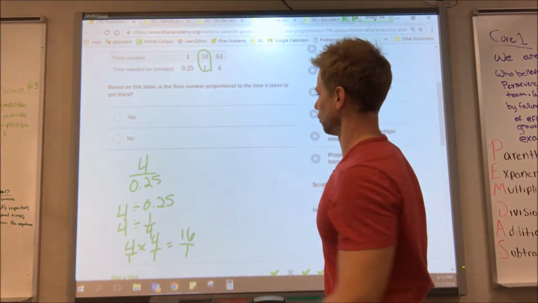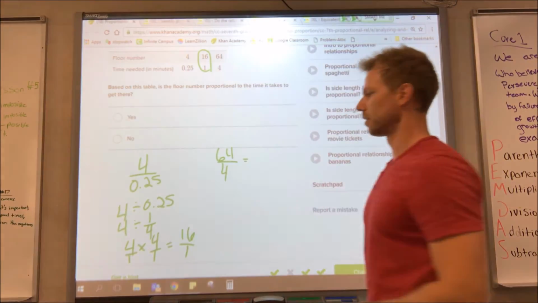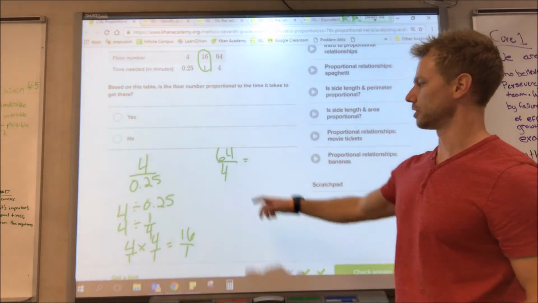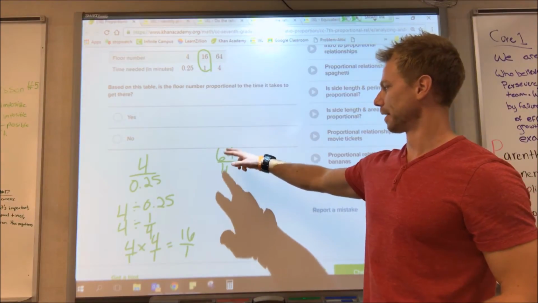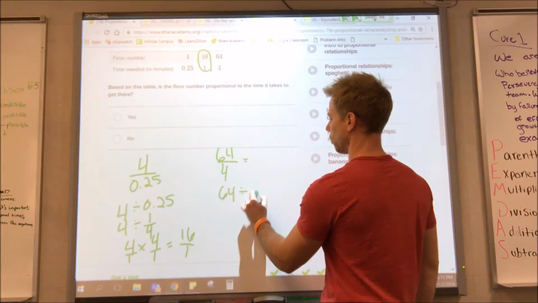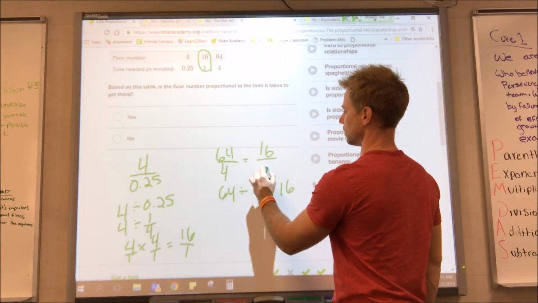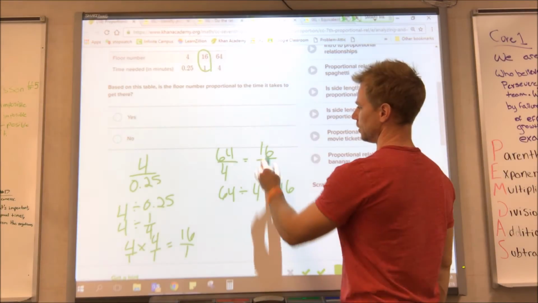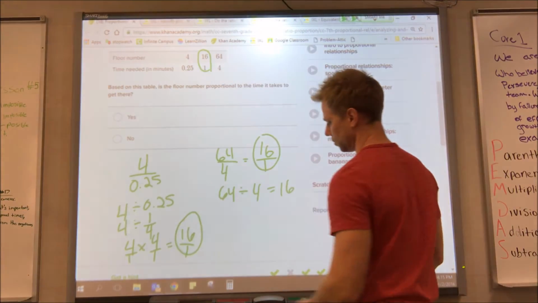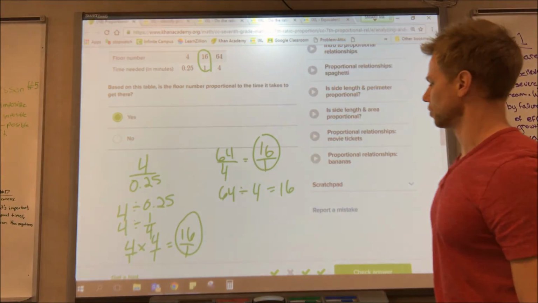Now let's see if the third one reduces to the same thing. 64 over 4. 64 divided by 4 is actually 16. So that would be 16 over 1. So all three of these reduce to the same ratio, so they would be proportional.